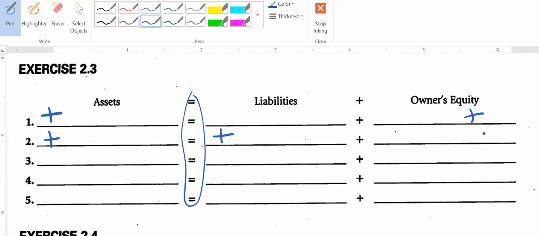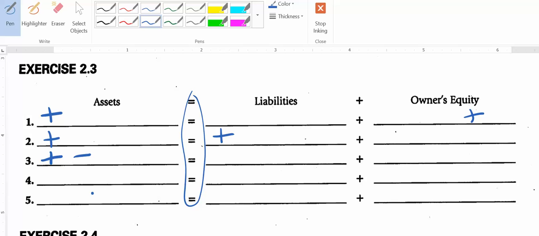Now, looking at number 3, we purchased equipment for $21,000 in cash. So if we purchased equipment, we have increased our assets, but this time we used cash. So we're not paying for it later. We're paying for it right now, and cash is an asset. So here's an example where we're going to have our double entry on the same side of the formula. So we're increasing our equipment and we're decreasing our cash. Both are asset accounts.